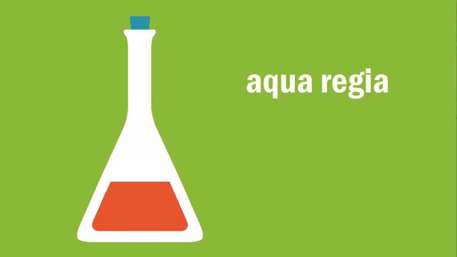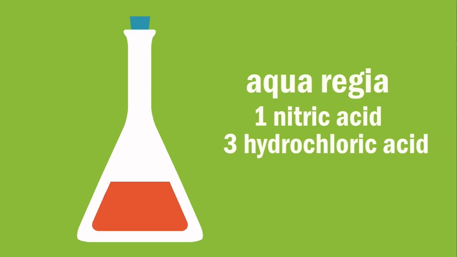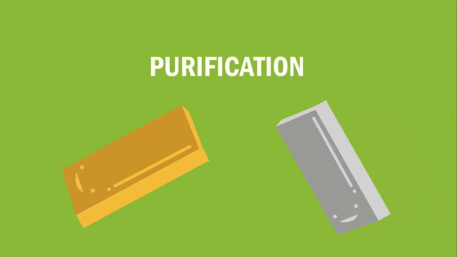Royal water, or aqua regia, is a mixture of 1 part concentrated nitric acid and 3 parts concentrated hydrochloric acid. In the laboratory, it is used to clean glassware, but a much more interesting application is its use in the purification of gold and platinum.